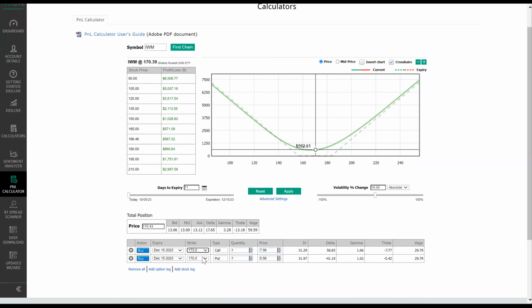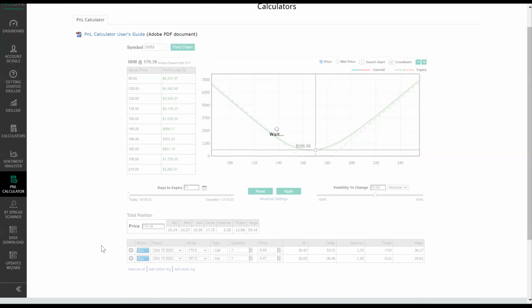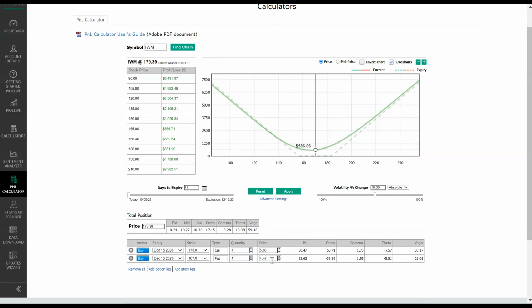And then on the put, if I go lower in price, let's say to 167, that premium went down too, to 4.47. So what we're doing here is, imagine our current price, 170.39, is in the middle, and we're strangling that on the higher side and on the lower side. The strikes for our calls are higher, the strike for our put is lower, right? And the benefit to this is that it costs you less to get in a strangle in general.